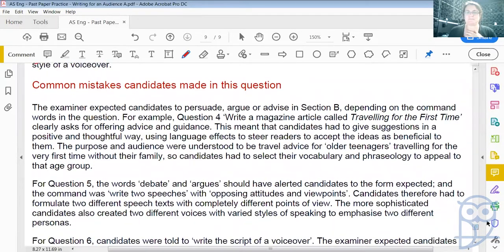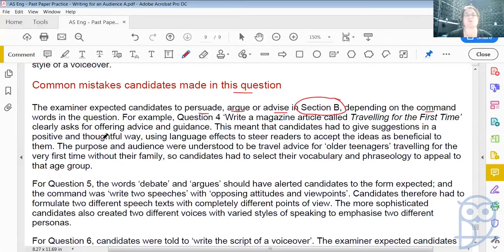Then if we go to where the examiner elaborates on the common mistakes candidates made in this particular question, this can be quite interesting because it shows you the way that most students will think about things or approach something. And in a way, that is a handy tip for you to not do that, okay? So common mistakes candidates made in this particular question. The examiner expected candidates to persuade, argue, or advise in section B. So that is in the whole writing for an audience category. As a whole, you either had to persuade people of something, you had to argue for something, or you had to advise them. Our question was the advise question.